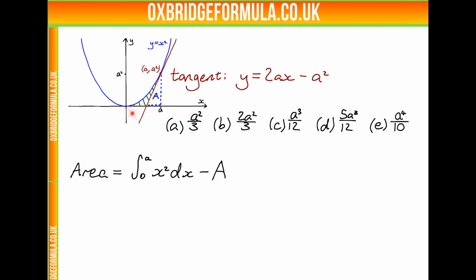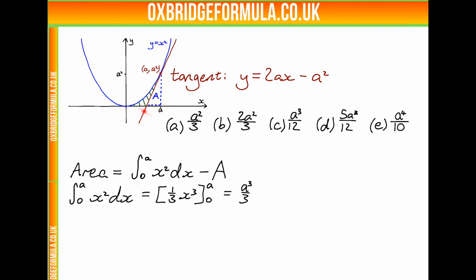So the area we want is the integral from 0 to a of y equals x squared, this whole area, minus the part A. So let's begin by trying to find this integral, and we can integrate this as it's a polynomial, so it integrates to a third x cubed, and if we evaluate that at a and subtract what we get when we evaluate it at 0, then we see this is just equal to a cubed over 3. So that's the area of this whole region here. But we now need to find the area A.